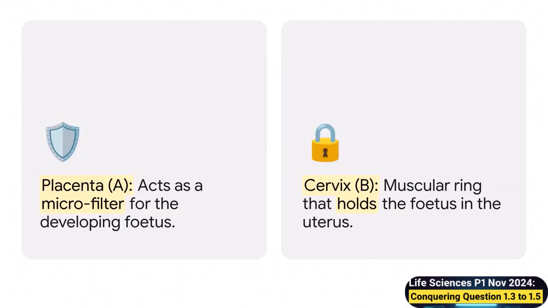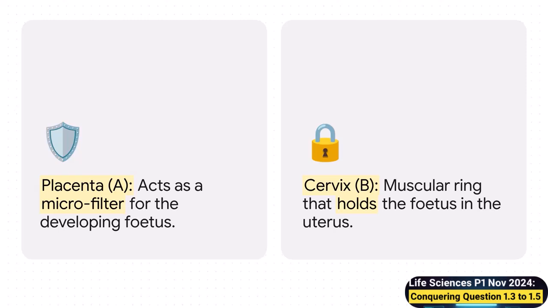Let's try it with 1.3.1. The description is: acts as a microfilter. Okay, step 2. What's the placenta? That's the filter, right? It lets all the good stuff like nutrients pass to the fetus. Step 3. What's the cervix? Well, that's the muscular ring at the bottom of the uterus that holds everything in place. So which one is the microfilter? It's got to be the placenta. The answer is A only.